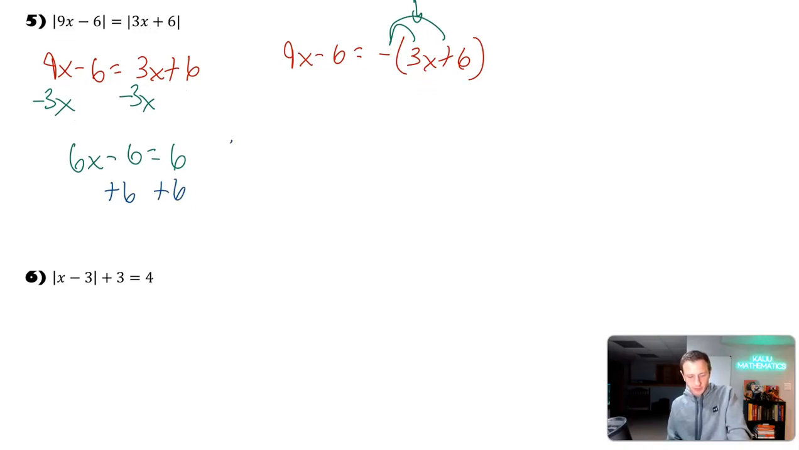Add 6 to both sides. 6x equals 12. Divide by 6. X equals 12 divided by 6, which is 2.